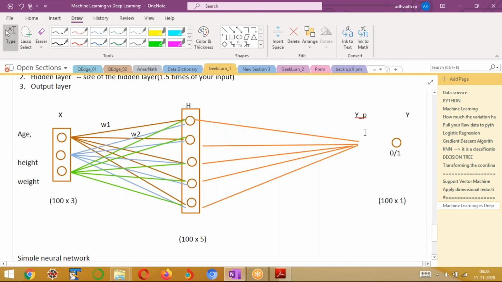So what are your y underscore predicted values? What is the size of the y underscore predicted? What should it be? 100 by 1, right? That means this box also should be 100 rows into 1.